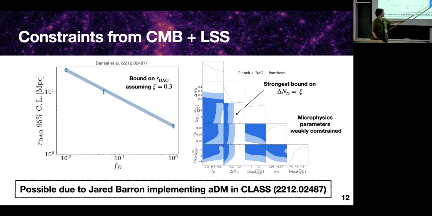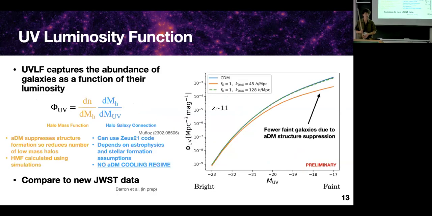As you can see, there's a strong bound on the delta N effective or temperature from cosmology, but in general, most of the microparameters are still weakly constrained so far. But we do get a strong bound on R_DAO, the scale at which the oscillations are entering the sound horizon. But if we want to go further and constrain R_DAO to smaller and smaller scales, that's when we want to look to later measurements, such as the UV luminosity function.